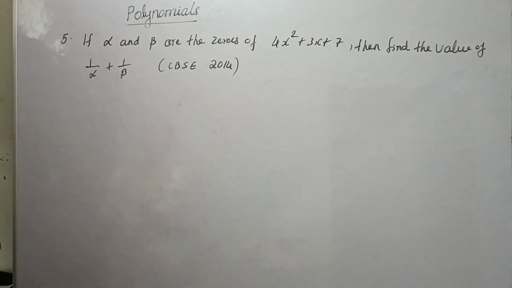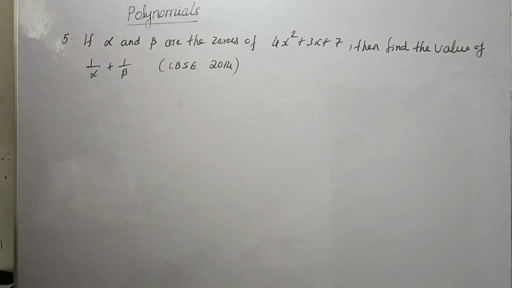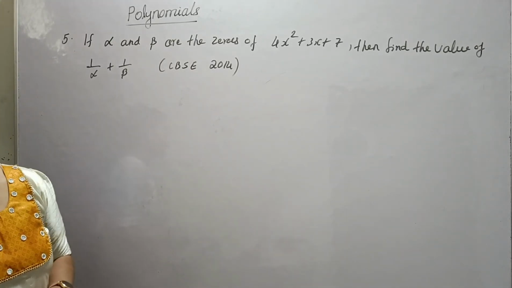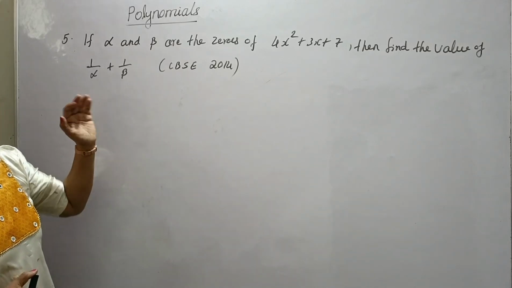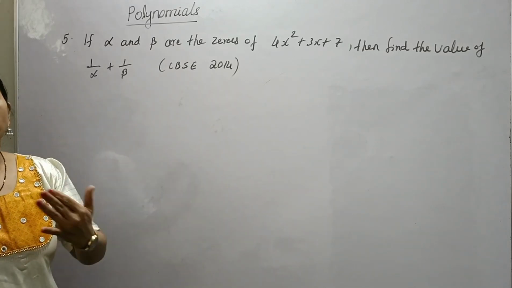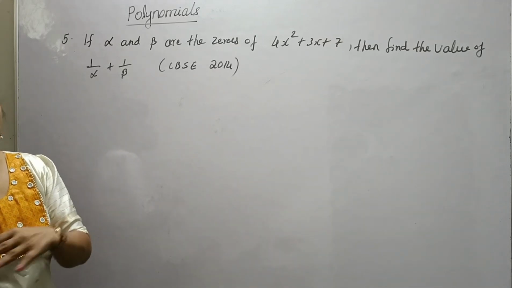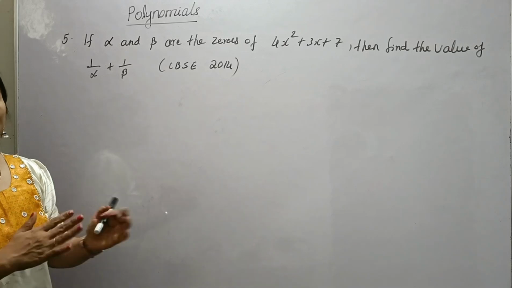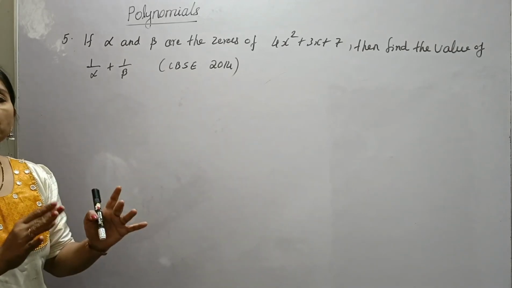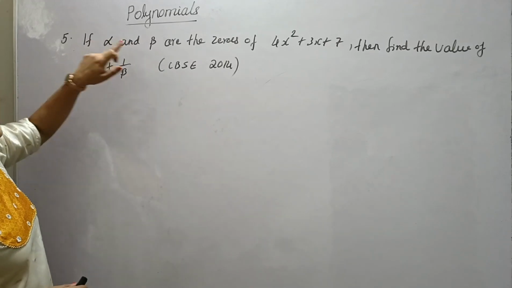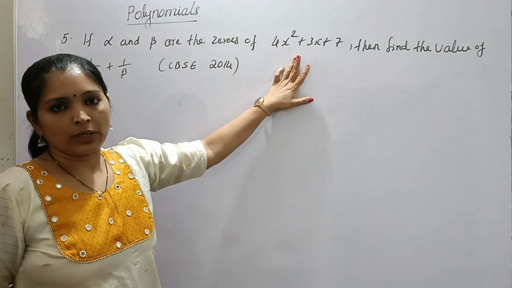A similar question: if alpha and beta are the zeros of 4x square plus 3x plus 7, then find the value of 1 by alpha plus 1 by beta. See, here also we have to find the value of 1 by alpha plus 1 by beta. On seeing this, we know what 1 by alpha plus 1 by beta is. After taking LCM, we will get alpha plus beta divided by alpha into beta. So here also we have to find the values of alpha plus beta and alpha into beta. Okay, and it is given that alpha and beta are the zeros of this polynomial.